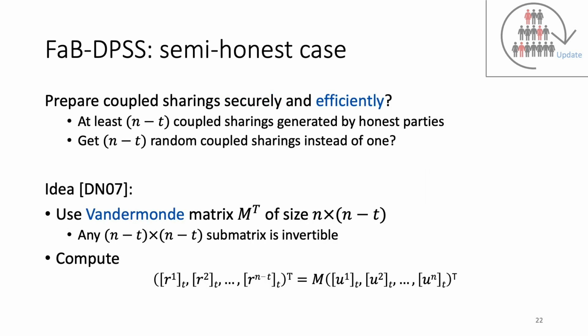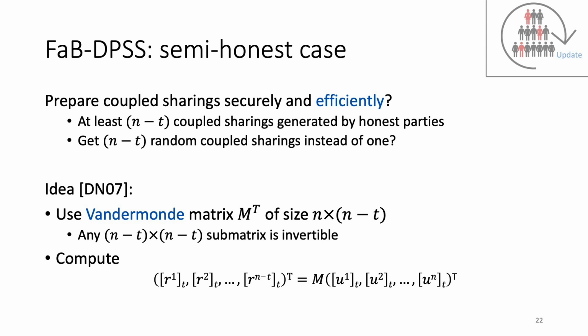So this is how to prepare the sharing securely. I guess now the question is, how can we do this efficiently? Because actually what we are doing is we have n minus t honest parties, and so right now we are using these n minus t honest coupled sharings to prepare only a single value that we will use. So can we not get n minus t random coupled sharings instead of only one?